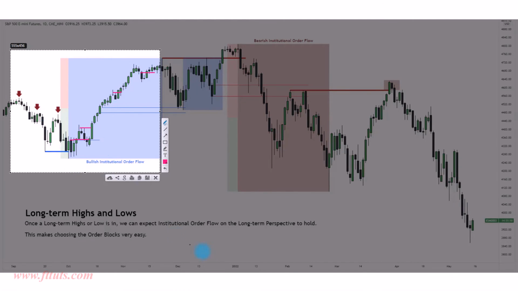But take a look at institutional order flow. Resistance levels start to break. Bearish order blocks start to break. Okay, so now this puts perspective. Once the long-term low is in, we can expect these opposing order blocks to break and these opposing highs to be hunted.